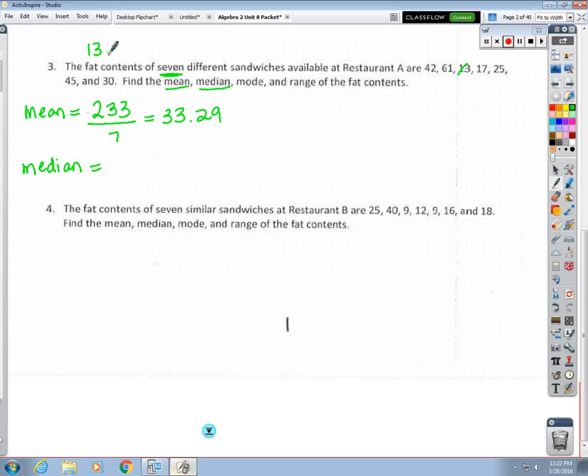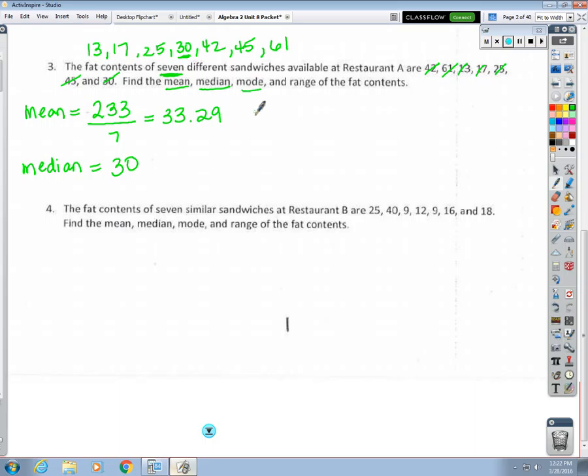Then what? Then 25. Hold on, slow down. Then 30, 42, 45, then 61. Since we have an odd amount of data items, we are going to have a middle. And what's in the middle? 30. So you don't have to worry about averaging because there is one middle number.